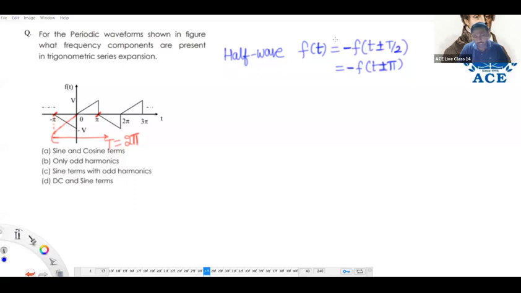So how are we verifying the half wave condition? What is the reference segment here? This is the reference segment. Within this, if you take one half, from that you have to produce the other half. If you take the 0 to pi segment as reference, from that you have to generate the other segment. Then only the name half wave has a meaning.